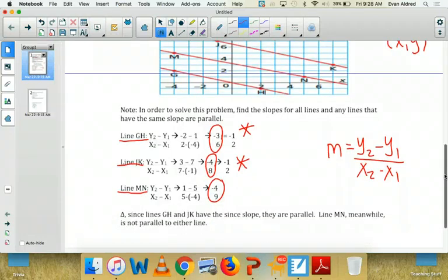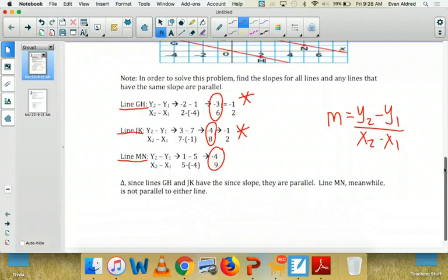So we would conclude then, as you can see here, that GH and JK have the same slope. So that means that they are parallel.